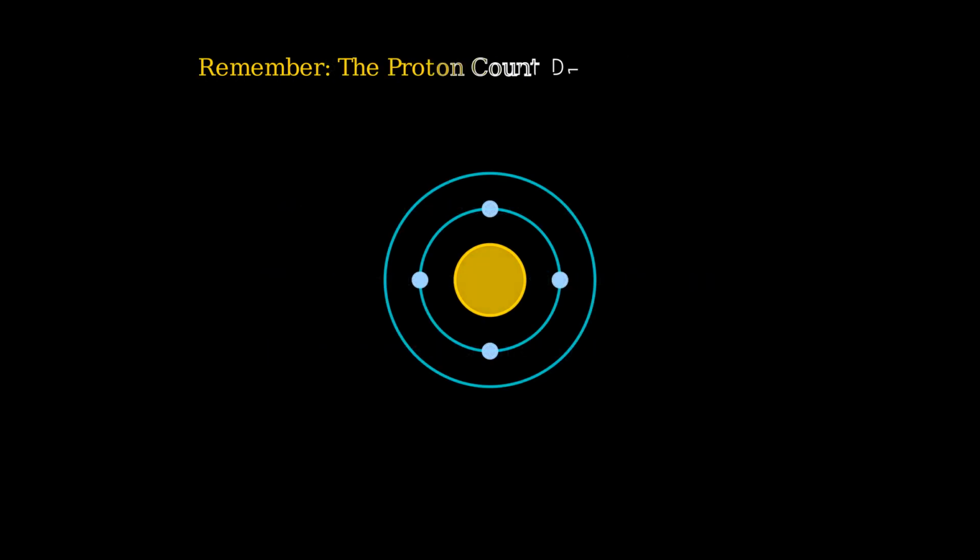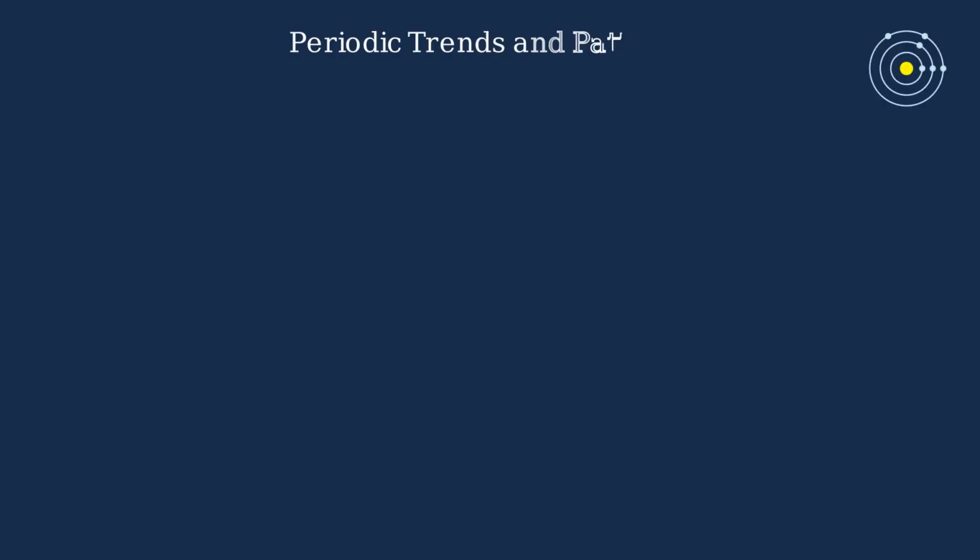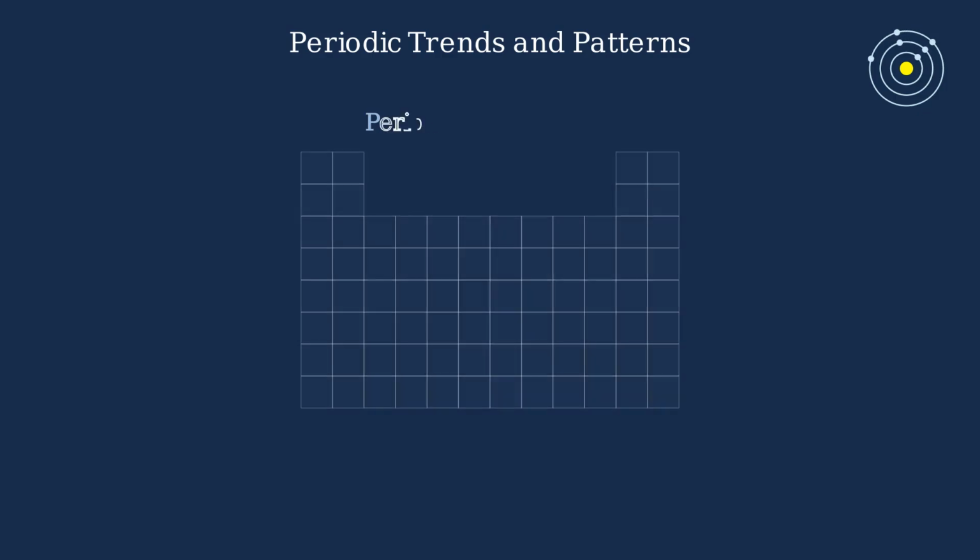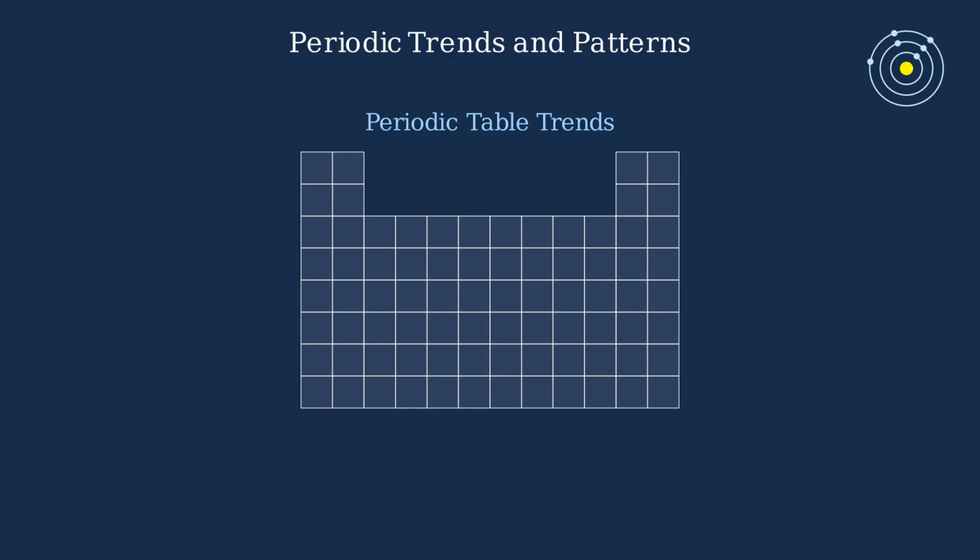To summarize, the number of protons in an atom's nucleus defines what element it is. Adding or removing even a single proton transforms one element into another entirely. Periodic trends are predictable variations in element properties as we move across or down the periodic table. Let's examine how physical and chemical properties follow predictable patterns across the periodic table.